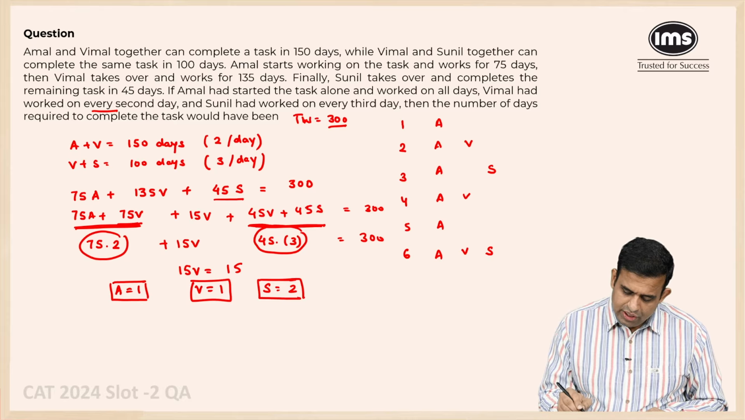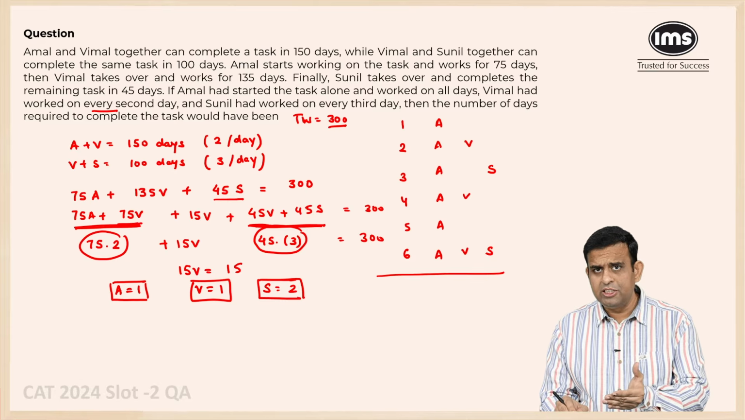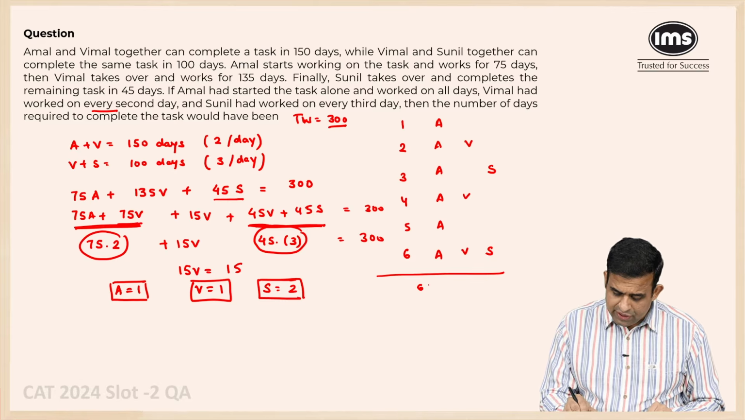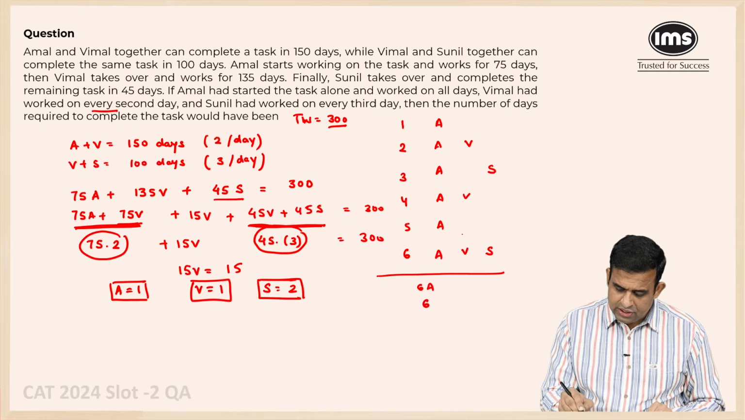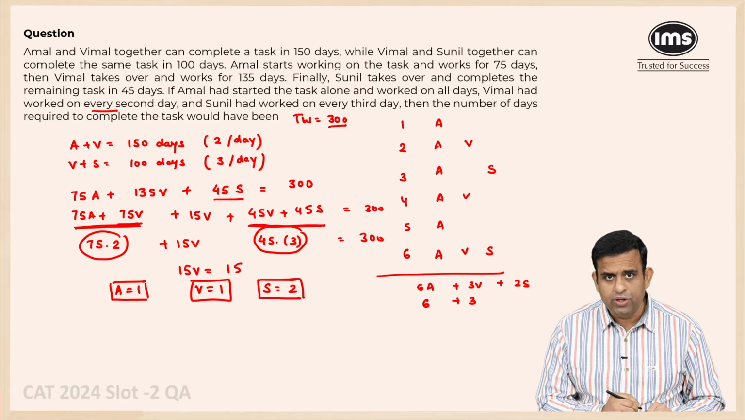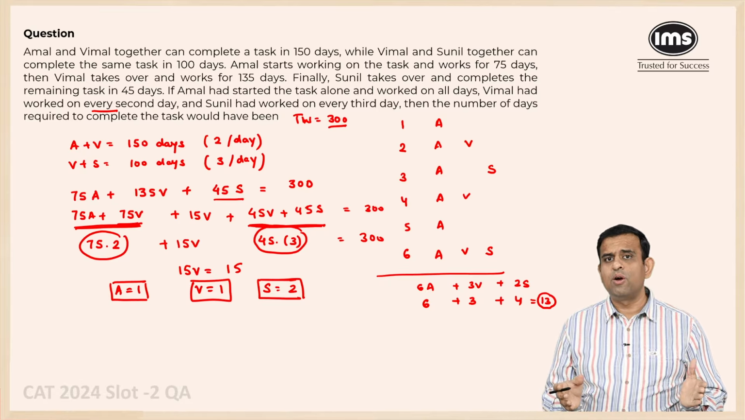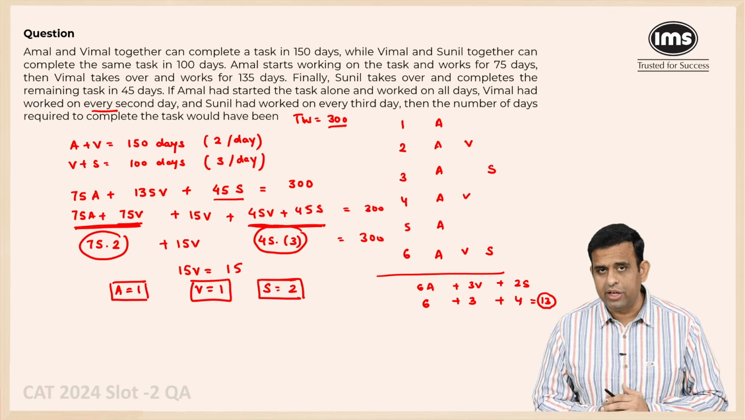How much work you think has been done by Amal? So Amal basically has worked for 6 days. So it's a 6-day work of Amal, which is 6. It's a 3-day work of Vimal, which is another 3, and a 2-day work of Sunil, which is going to be equal to another 4. So total work done, if you see, in a span of 6 days happens to be 13 units.